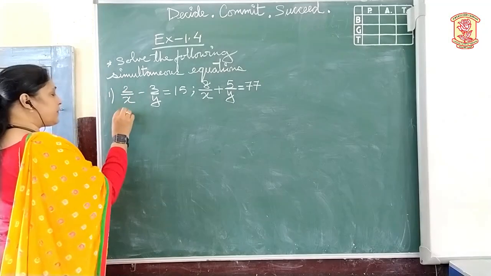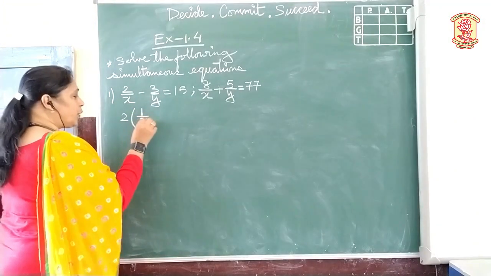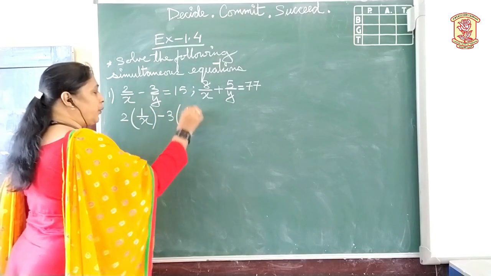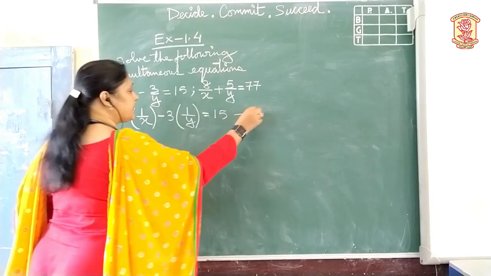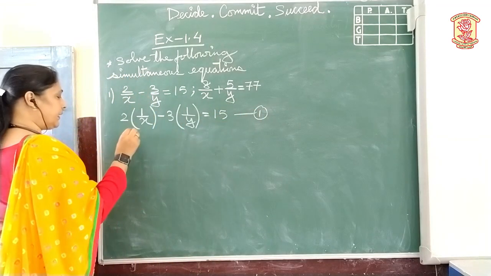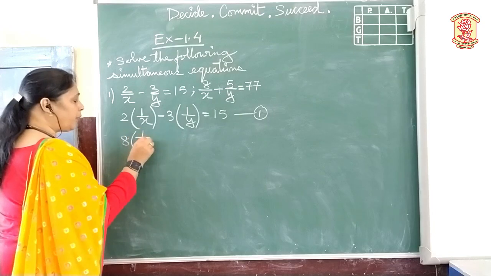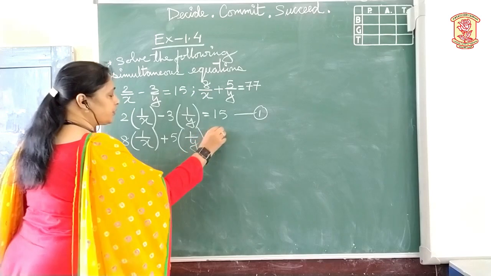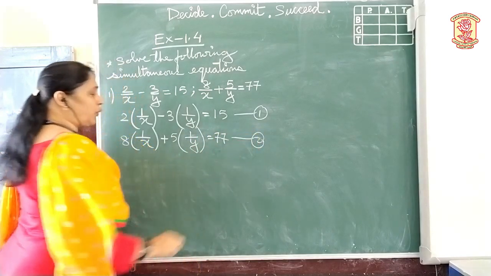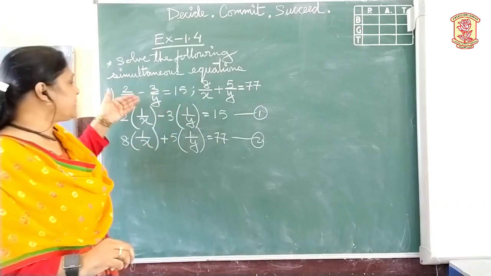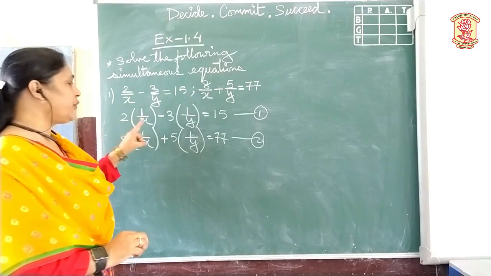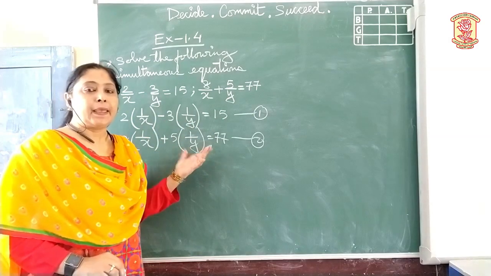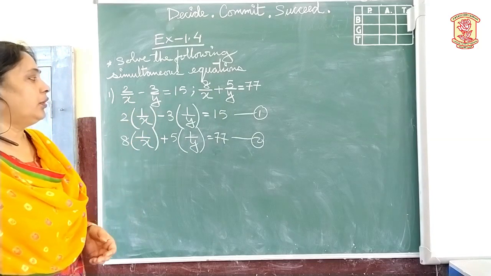So here this becomes 2 into 1 upon x, that is 2 upon x, minus 3 into 1 upon y equals 15. This is going to be the first. And the next one becomes 8 into 1 upon x plus 5 into 1 upon y equals 77, the second one. This is how we have written the same equation, separating the coefficient from the variable. Similarly, the second one. Now we are going to convert this into a linear one.